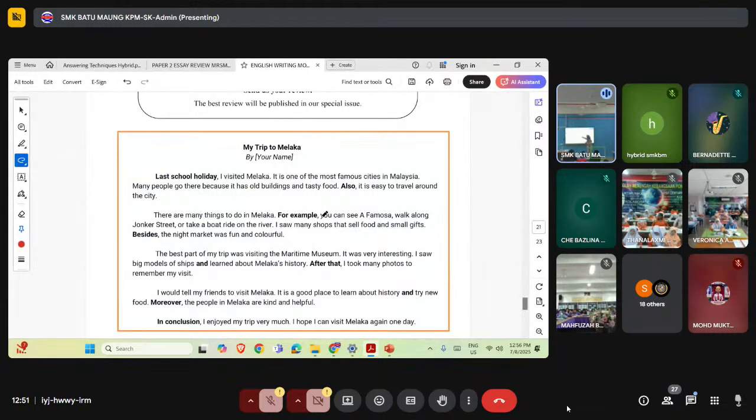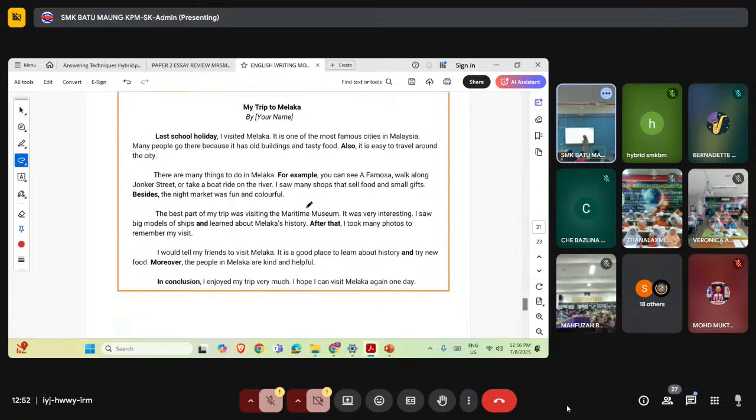There are many things to do. For example, okay, or take a boat ride on the river. So this is a compound structure. I saw many shops that sell food. Besides, so more to simple structure. Okay, Anis, look at the second response.